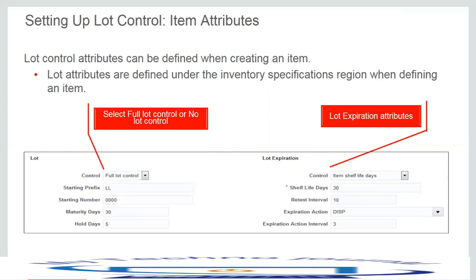And a grade control is a rating that you can assign to an item for quality purposes. The grades are usually based on criteria such as color, size, or quality of the lot.